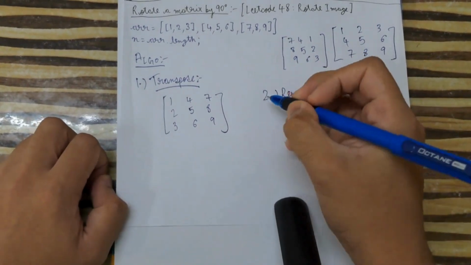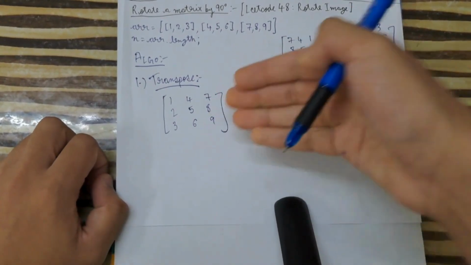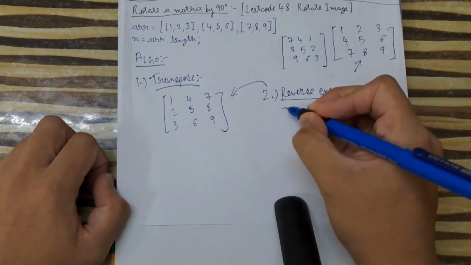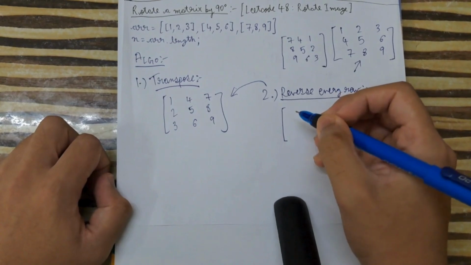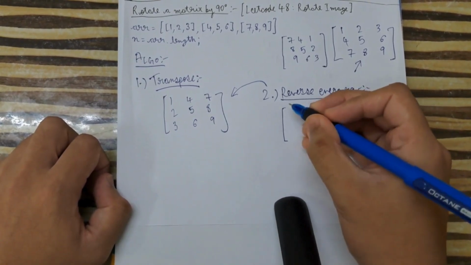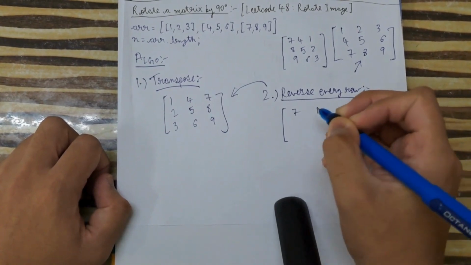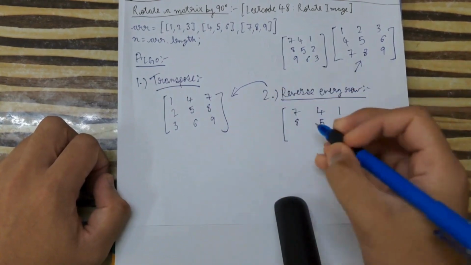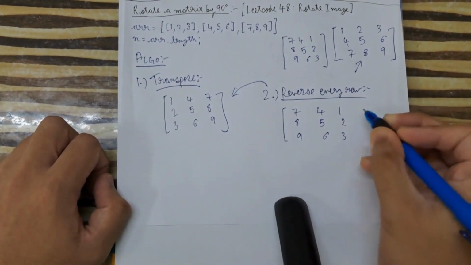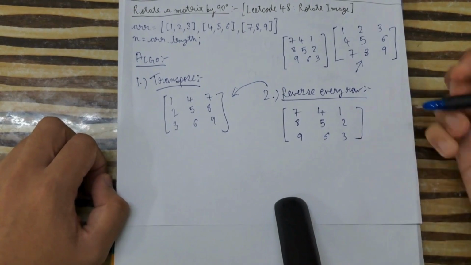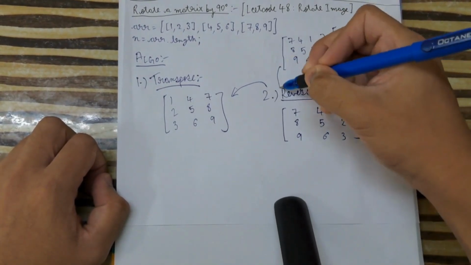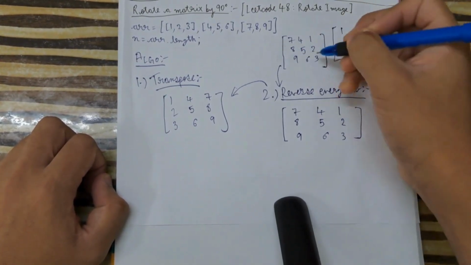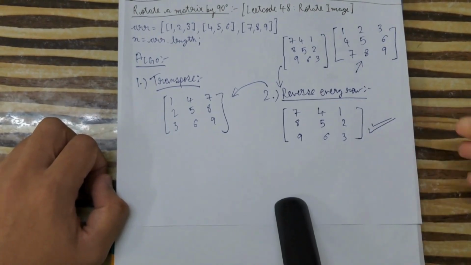Of this matrix now, because this is the new matrix that we have, what we will do is just reverse each row. So if we reverse the first row, 1, 4, 7 would be 7, 4, 1, 2, 5, 8 would be 8, 5, 2, and 3, 6, 9 would be 9, 6, 3. So this is the array that we get, and you can see that these two are completely the same: 7, 4, 1, 8, 5, 2, 9, 6, 3. So this is the answer that we will be getting.